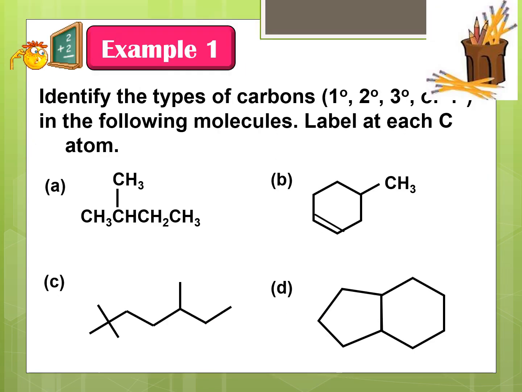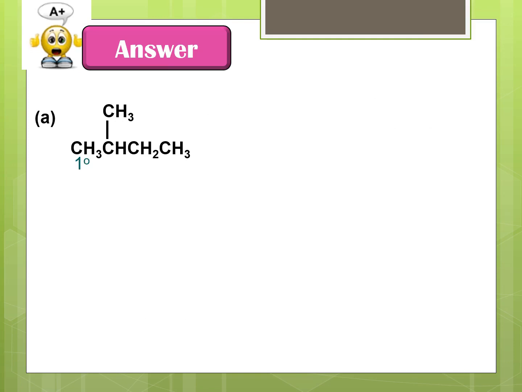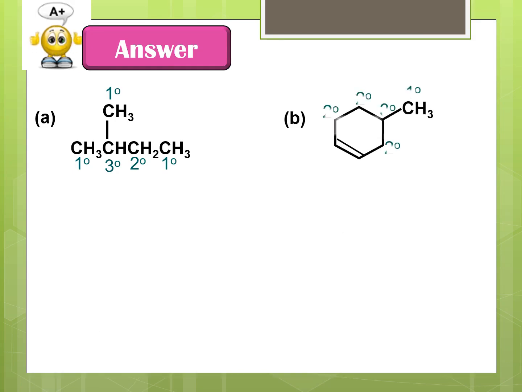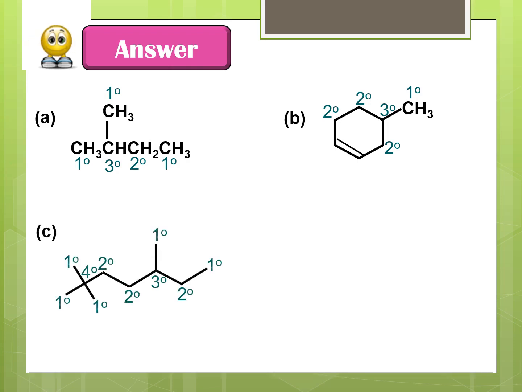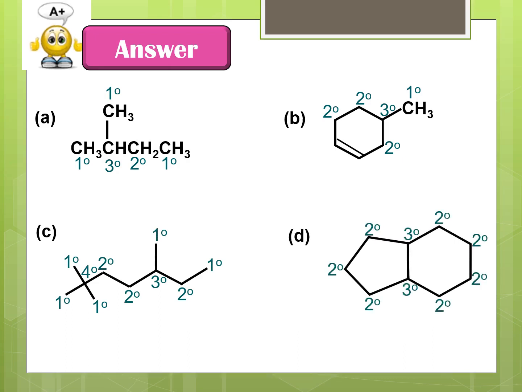Okay, right. Look at this example. Identify the type of carbon, primary, secondary, tertiary, for A. So we have primary, tertiary, primary, secondary, and primary. Okay, for structure B, we only label the sp3 hybridized carbon atoms to classify the carbon atoms. Okay, this is for the skeletal structure C, and this is for D.